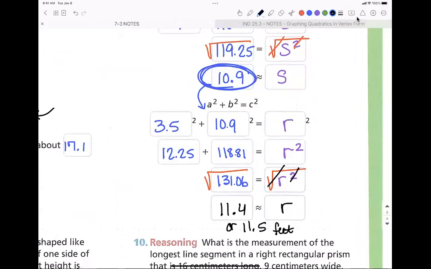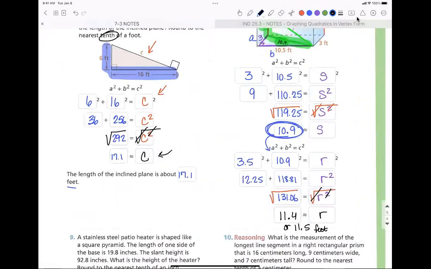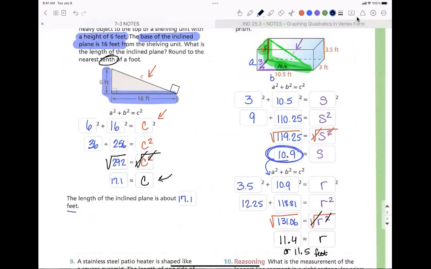Yes. Like if we're doing that on a test or something, if you put 11.4 or 11.5, will they both be right? Typically, they're going to be multiple choice. So if you got 11.4 and your answers have 11.5 as one of your options, I would say that.